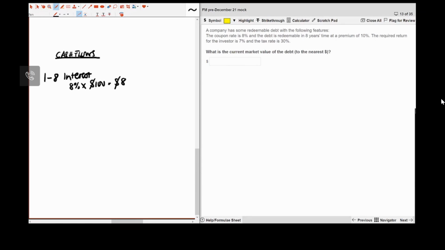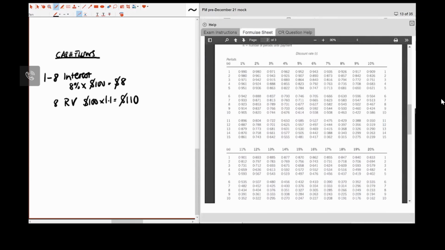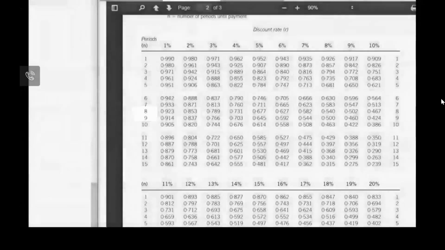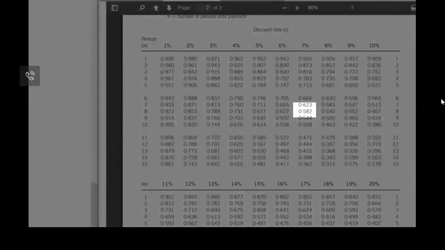So that'll be $8. The next thing they receive is in year 8, the premium on redemption, which we've already said is $110. We now need to find the discount factors to find the present value of those cash flows. So let's refer to the tables. The first factor we need is the discount rate to apply to the redemption value, and that is at 7% for 8 years. So that'll be 0.582.